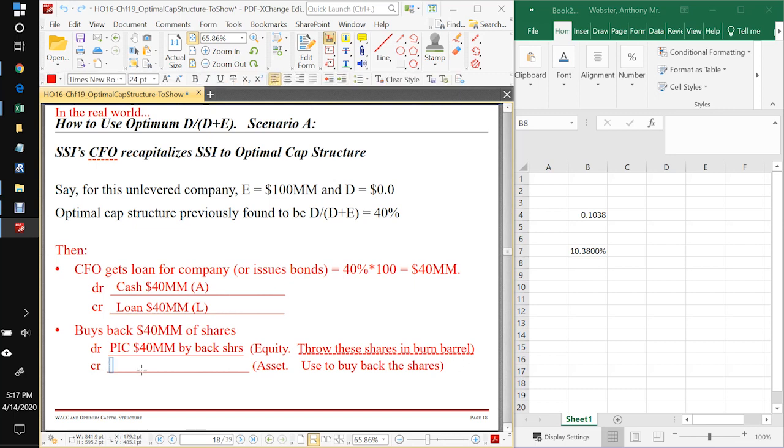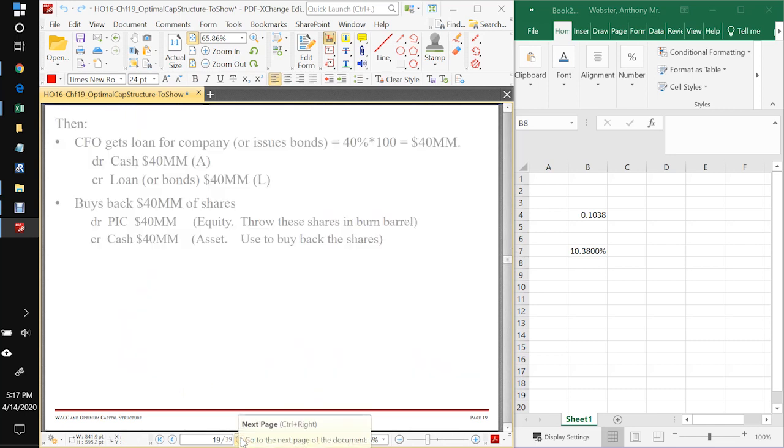Okay, all right, and so now the credit is, what did she use to buy back those 40 million shares? That was the cash. 40 million, okay, and that was the cash that went out the door to the broker used to buy back the shares. And that's it. That's one way in the real world that optimum capital structure is used.